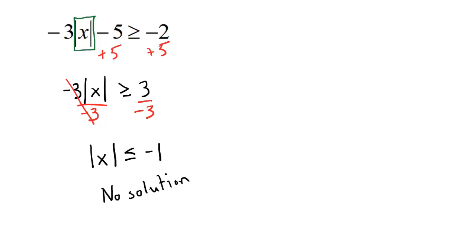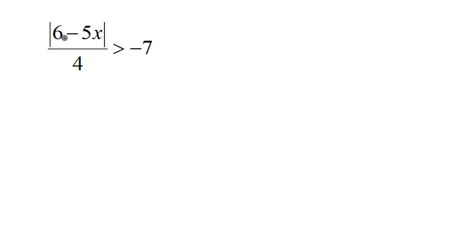Now let's come up with another problem here. We've got the absolute value of 6 minus 5x over 4, and that's going to be greater than negative 7. So again, we see a negative number on the other side of the inequality symbol, so that would be like, oh, that's got to be no solution or all real numbers. But we need to get the absolute value bars isolated.